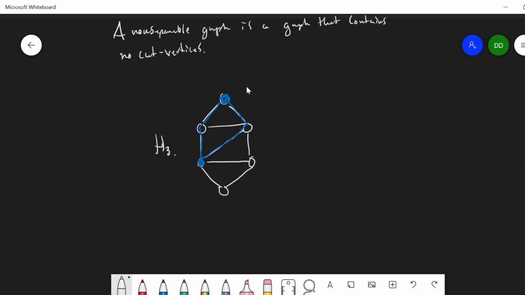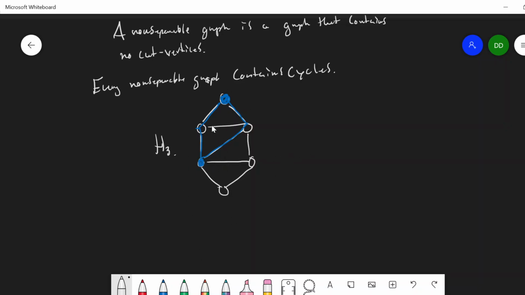So one thing to point out is that every non-separable graph contains cycles. If it doesn't have any cycles, it's not too hard to show that I can remove a vertex of the graph and disconnect it. Say, take a longest path in the graph and remove some vertex of it. And since there are no cycles, that'll be disconnected.